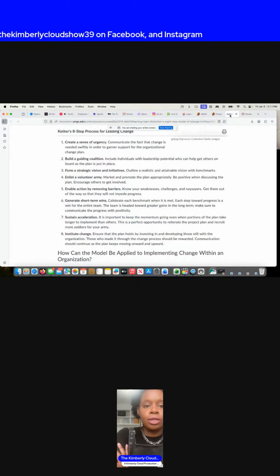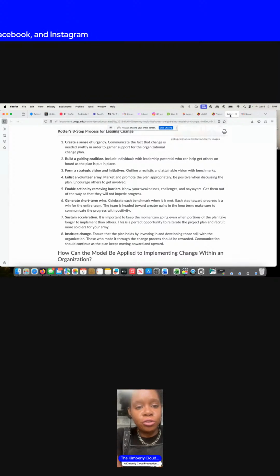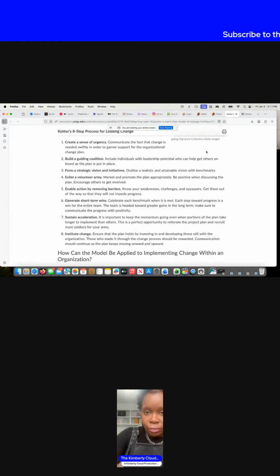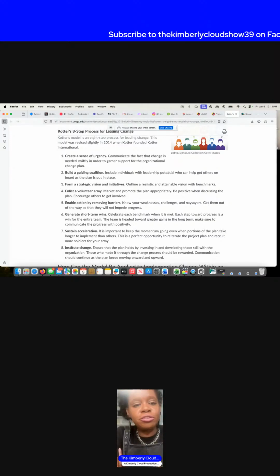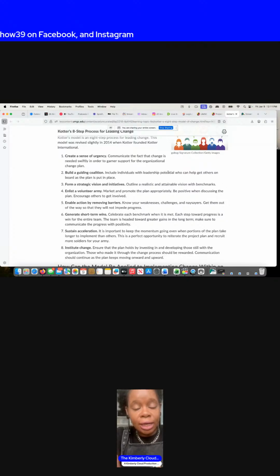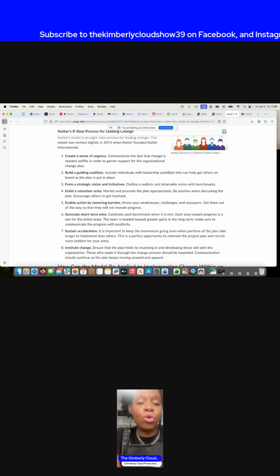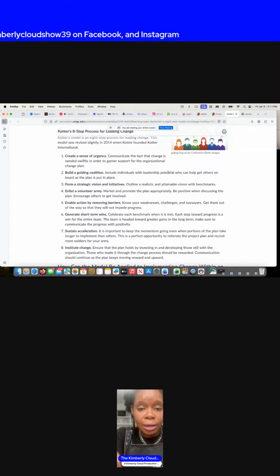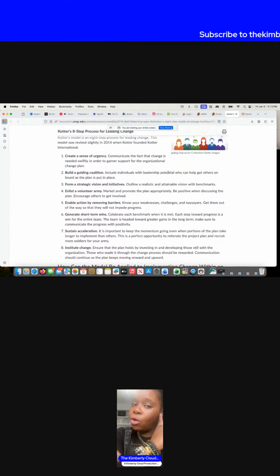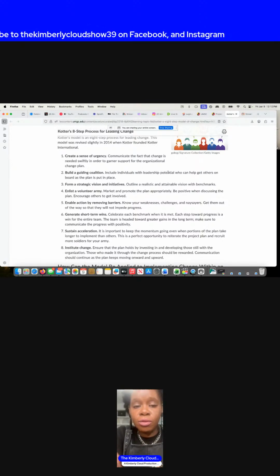So one is create a sense of urgency. Communicate the fact that change is needed swiftly. Basically, change is needed immediately or a little under immediately, but it's needed in order to garner support for the organizational change plan. Two, build a guiding coalition. Include individuals with leadership potential who can help get others on board as the plan is put in place.